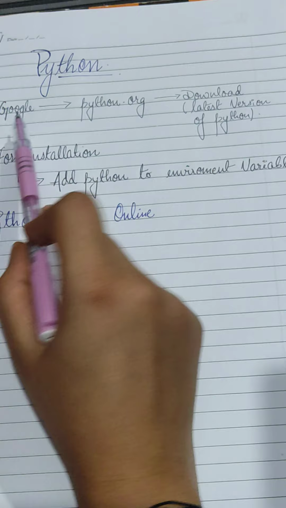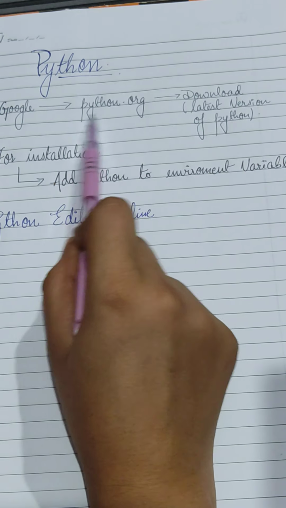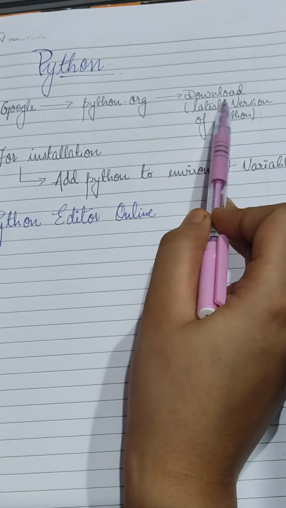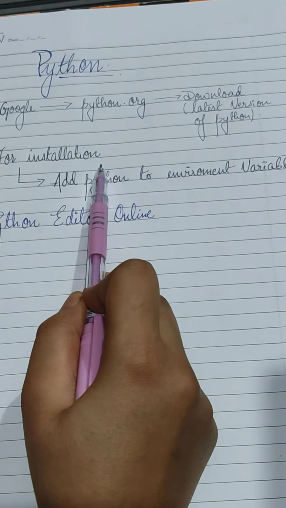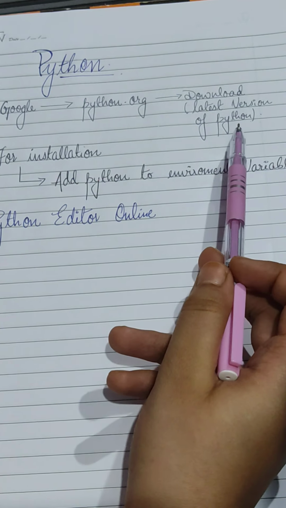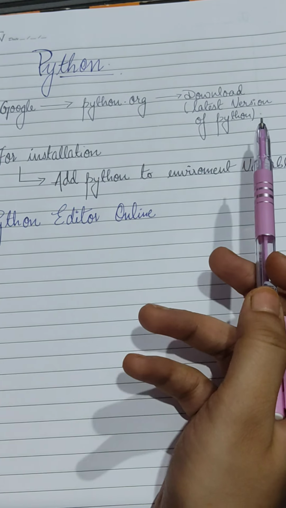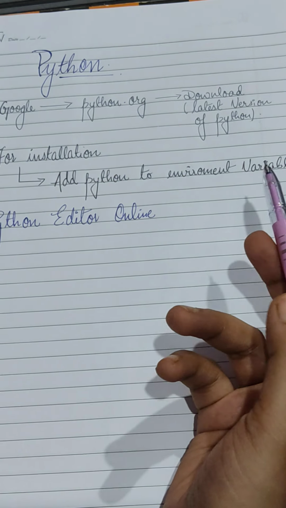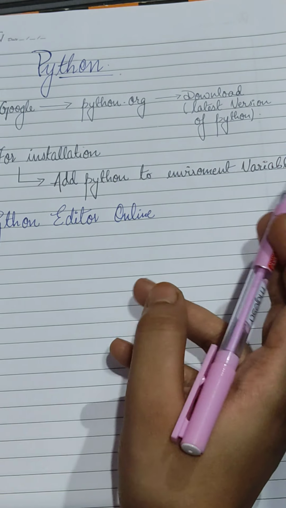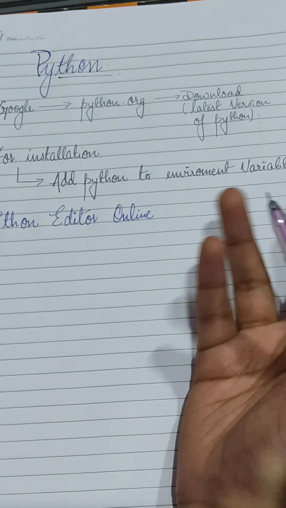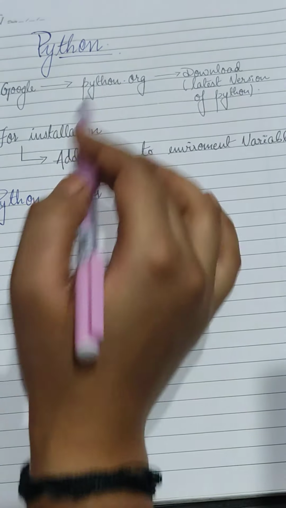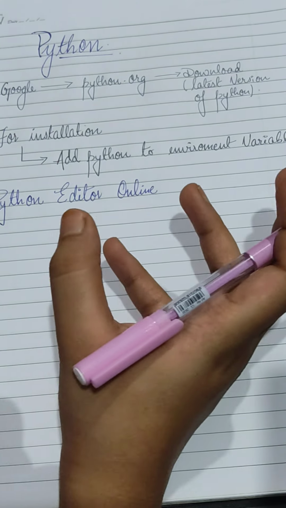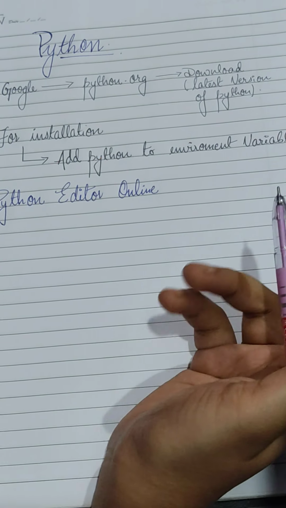We can download Python from Google. You can go to python.org, and from there you can download the latest version of Python. After downloading, you can install Python by adding the environment variable of Python. If you don't want to download or install Python on your computer or laptop, you can also use an online Python editor or an online Python compiler, the same thing. So this is all about the basic intro, like how you can get Python installed or downloaded on your laptop or computer.